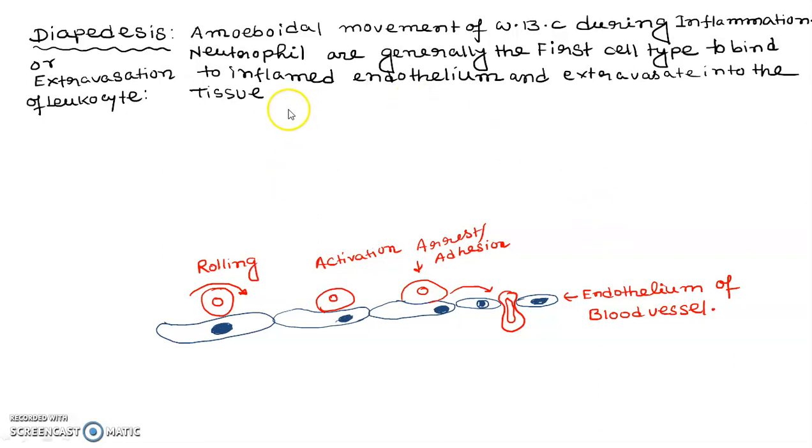In case of neutrophils, there is another process known as diapedesis. Diapedesis is the amoeboidal movement of WBCs during inflammation. Neutrophils are generally the fastest cell type to bind to the endothelium and extravasate into the tissues. Here we can see that if there is an inflammation, the neutrophils roll, then activate adhesion, and then squeeze through the endothelium of blood vessels. That is known as diapedesis.